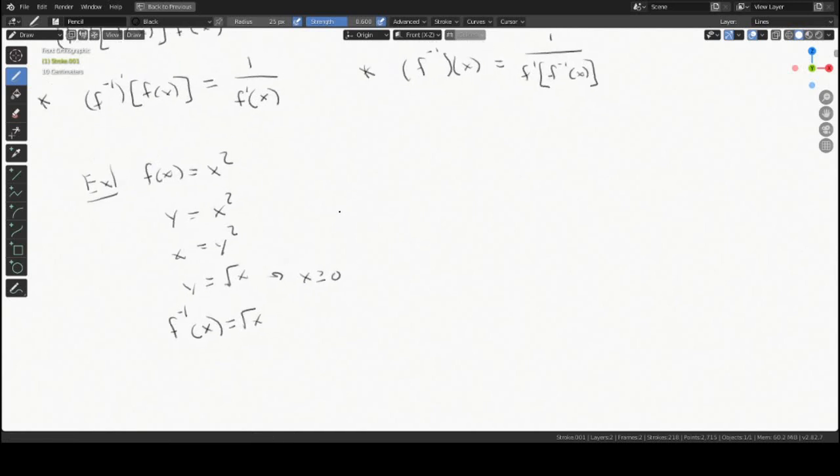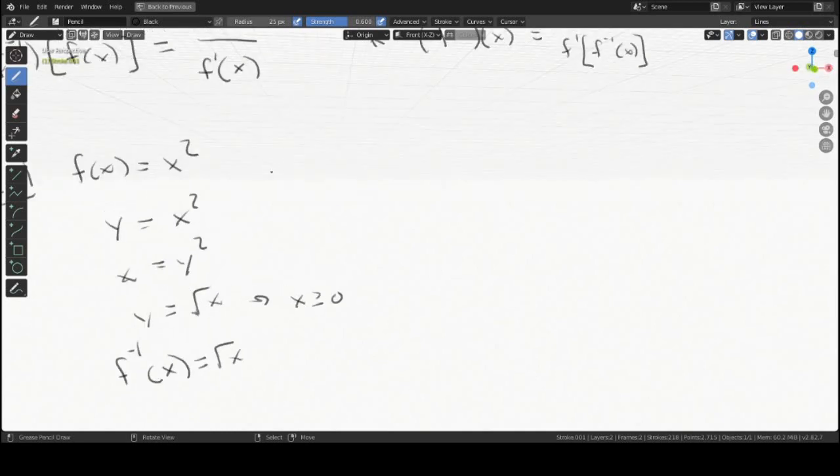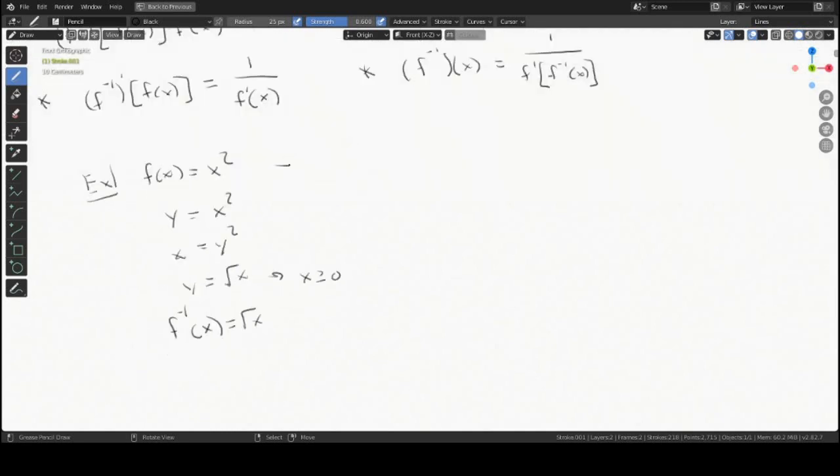Okay, now if we wanted to find f inverse prime of f of x, that means we also need to find the derivative of the original function. So f prime of x, using the power rule, is equal to 2x. Therefore, f inverse prime of f of x is equal to 1 over 2x.